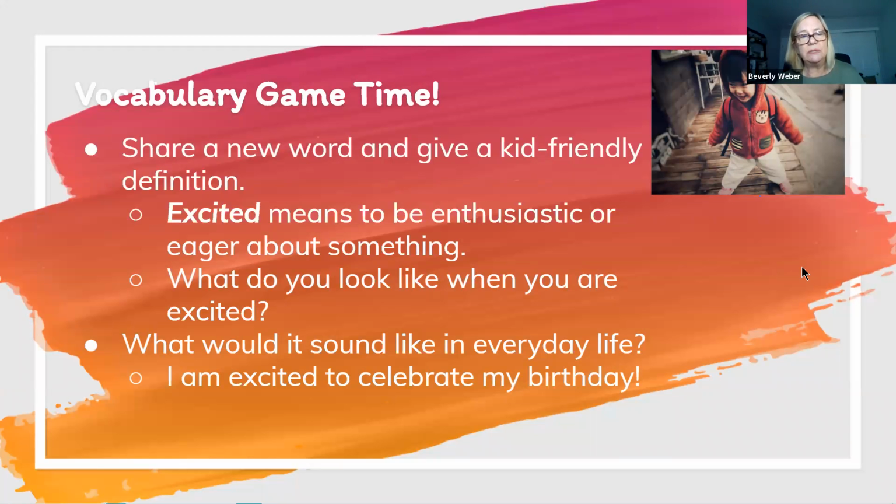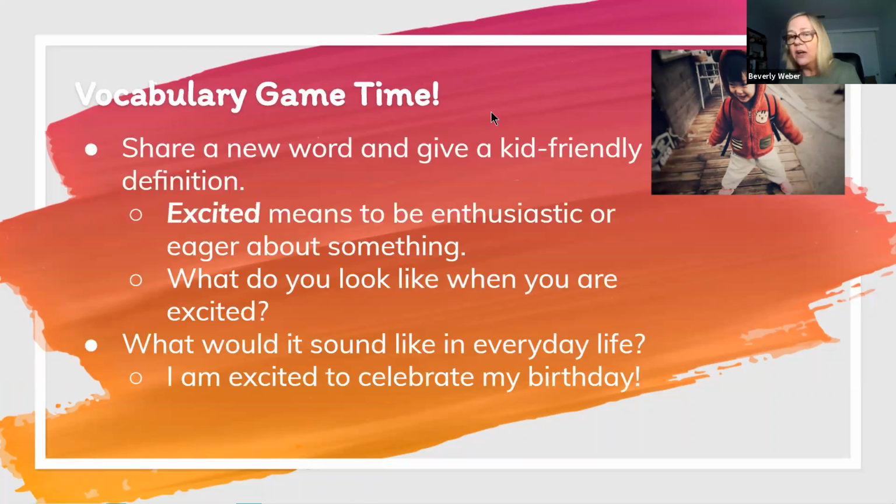Excited means to be enthusiastic or eager about something. What do you look like when you are excited? So show me with your body, what does excited mean? Show me excited, everybody, on the count of 3. Show me with your body what excited means. 1, 2, 3. Show me excited. Awesome. Excited means to be looking forward to something or eager.